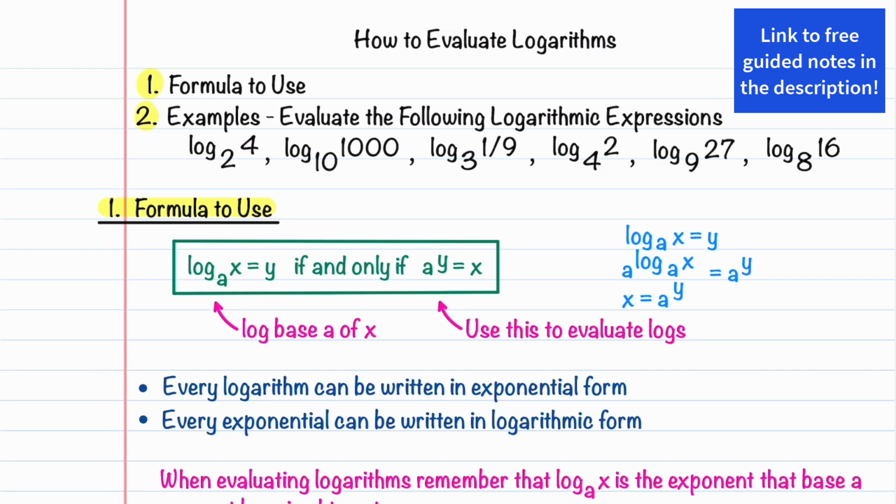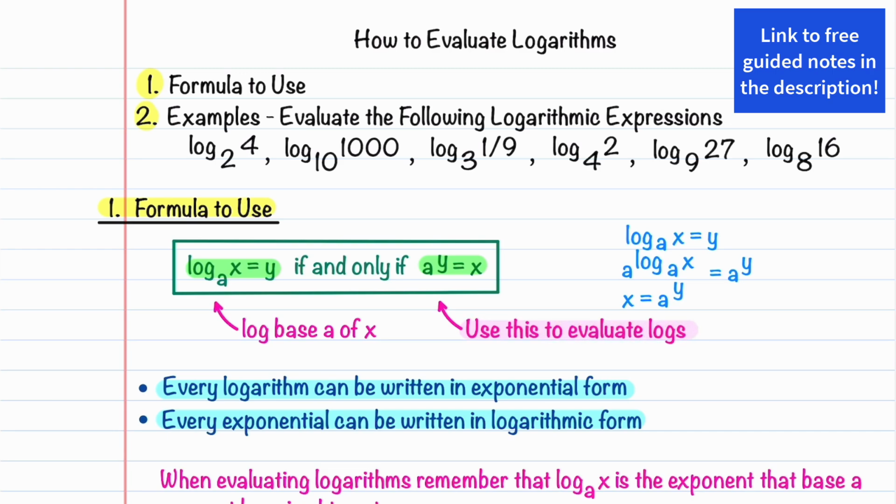This formula is based on the fact that every logarithm can be written in exponential form, and then every exponential can be written in logarithmic form. I put the formula up here in our green box, and this formula just tells us the 2 equivalent forms that we can write a logarithm in. If we set log base a of x equal to y, then a raised to the y is going to equal x. This formula on the right-hand side is the one that we're going to use when we evaluate logs.